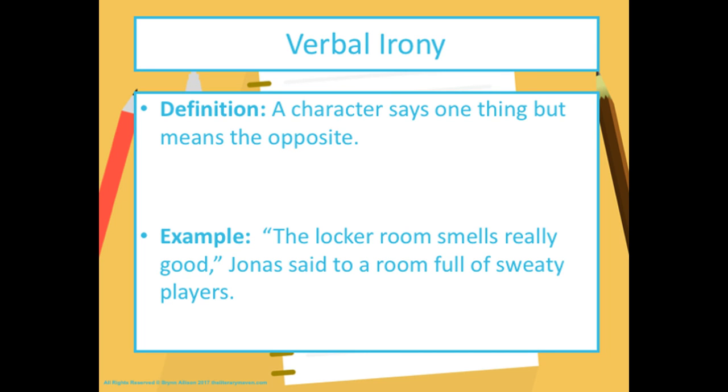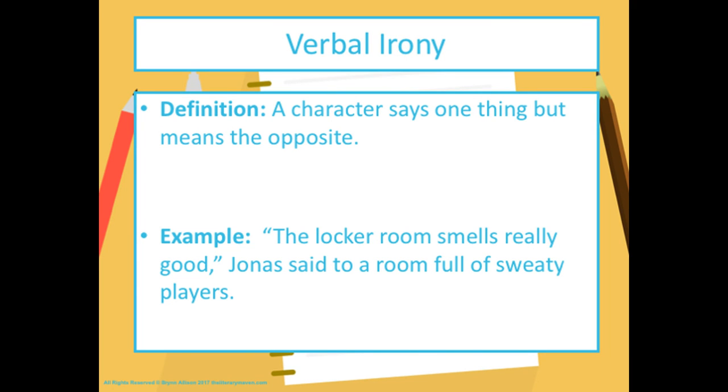The locker room smells good, really good, Jonas said to a room full of sweaty players. Now, he probably wouldn't have said it that deadpan like I just did, especially since I have a cold right now. He probably would have said it in this tone of voice. Whew, this locker room smells really good. He probably was trying to say sarcastically, hey guys, you stink.